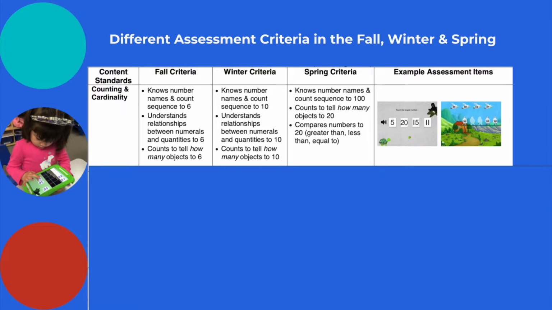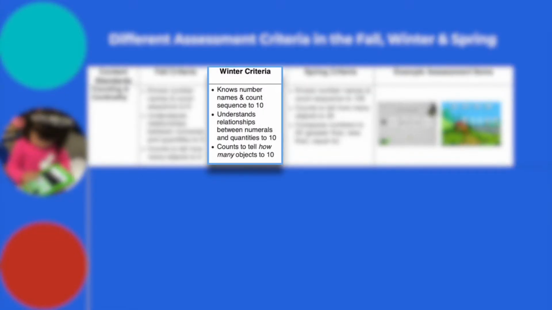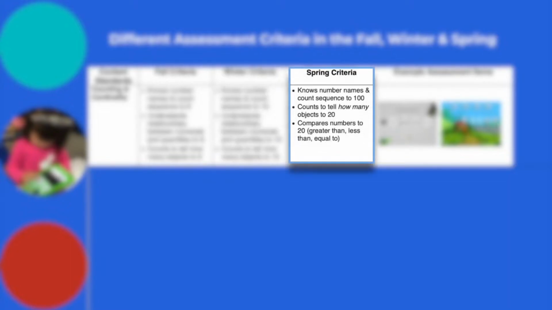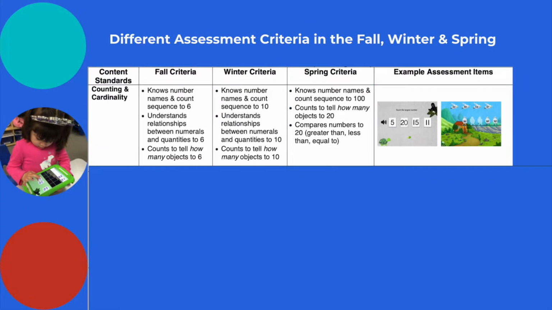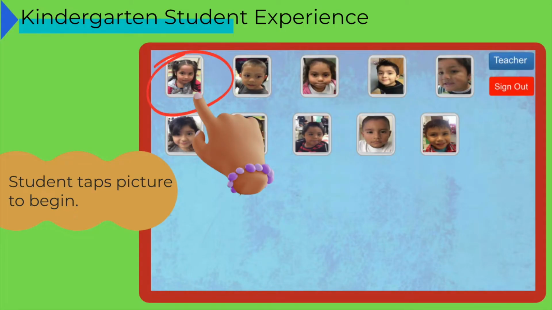For example, in the domain of counting and cardinality, we expect a kindergartner to know these skills in the fall. Then, during the winter assessment, we expect the student to know these skills. And finally, in the spring, students should master these skills. Notice that the test criteria for counting and cardinality get harder from the fall to winter to spring because children are learning more math. Let's look at a student's Math Shelf Assessment experience.